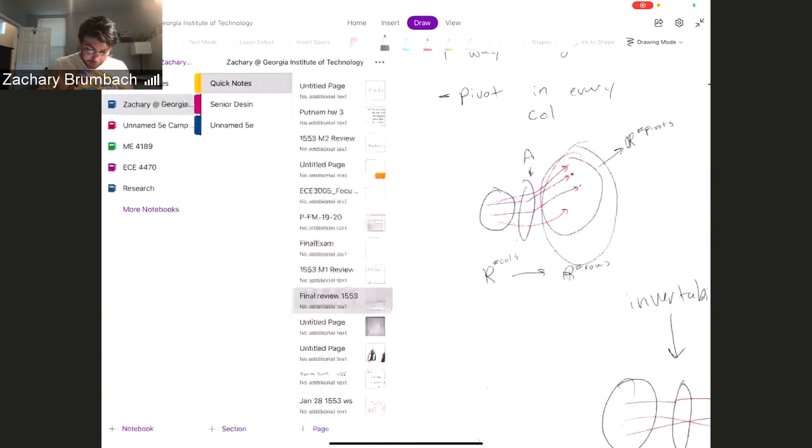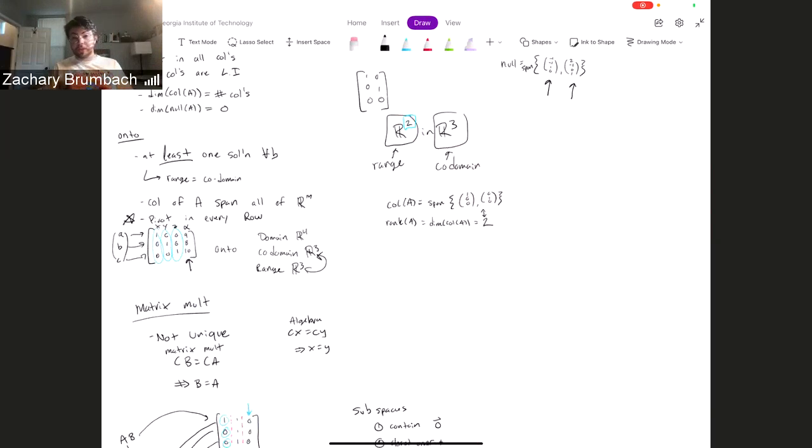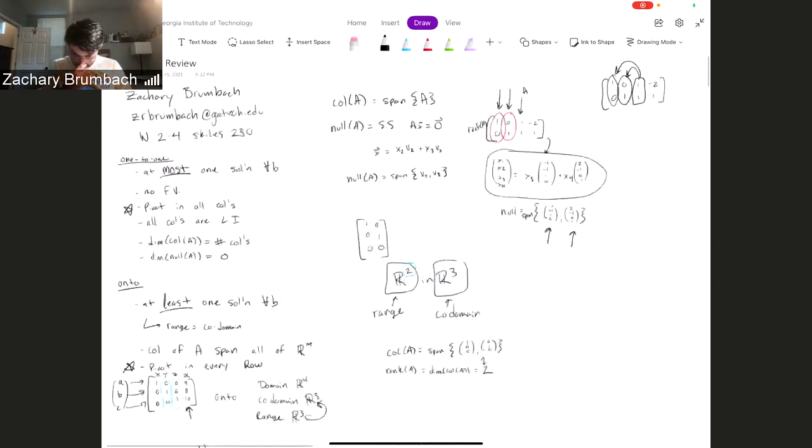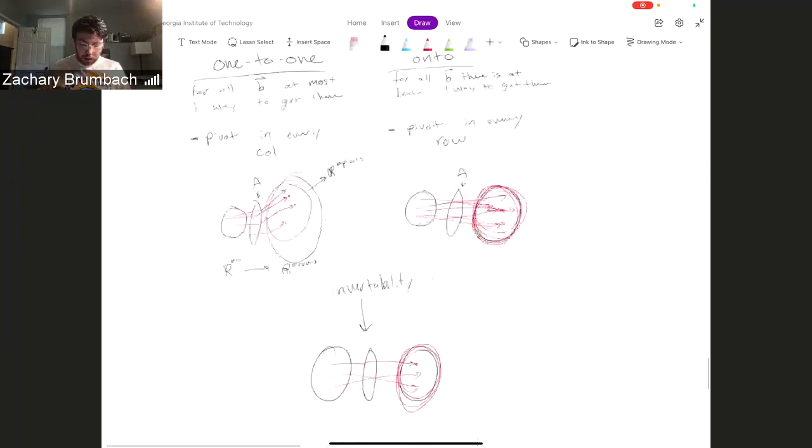Cool. So going back to look at that, let's review 2 again. For it to be onto means the columns span all of our space. Okay, that's essentially what it boils down to. Yeah. Any other questions about onto and one-to-one?